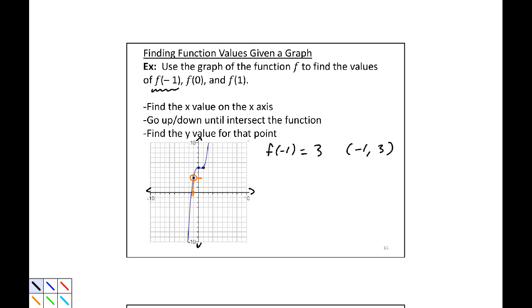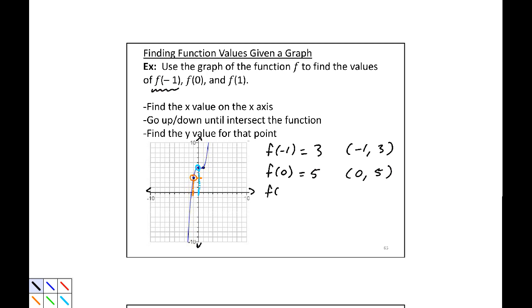Now, f of 0 would be: the input is 0, and we want to know the output. Well, if the input is 0, that means we are right here, and we trace up to our graph. There's our point. What is the output value? Well, the y value at that point is 5. So f of 0 is 5, which corresponds to a point of (0, 5).